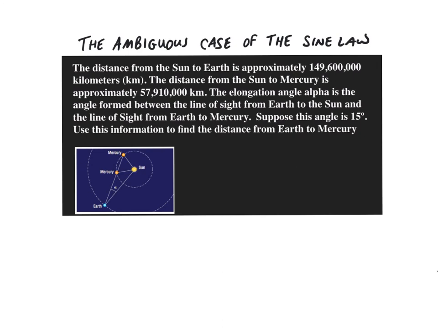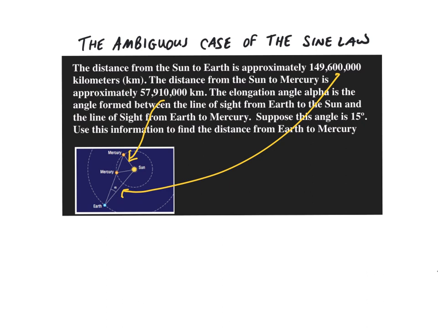In this video, we're going to look at a word problem that involves the ambiguous case of the law of sines. The problem says that the distance from the sun to the earth is about 149,600,000 kilometers. So that's this distance right here. The distance from the sun to Mercury is about 57,910,000 kilometers. That's this distance right here.